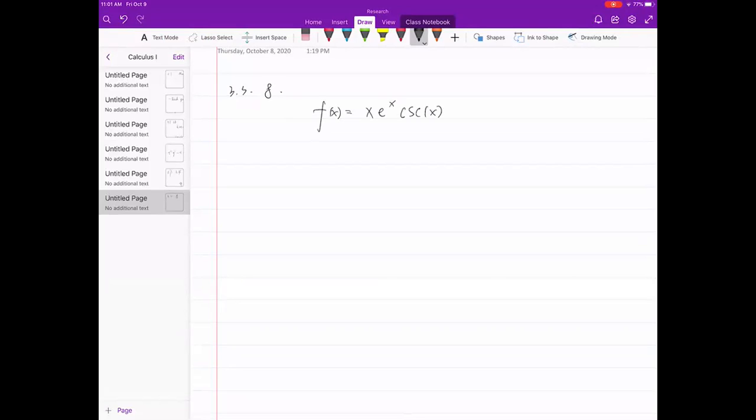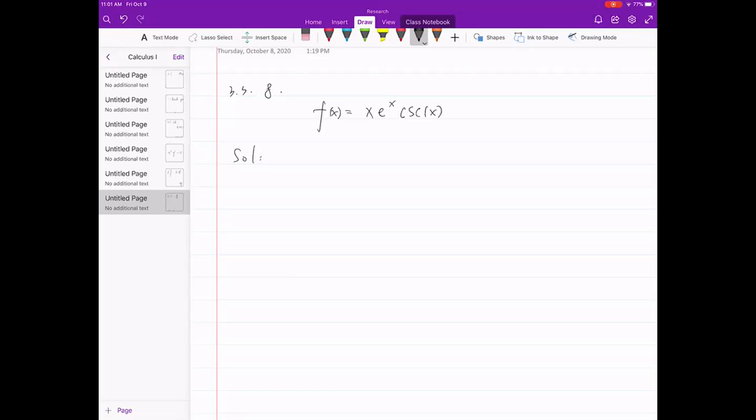Okay. Now you know, doing the rule is not hard. Memorizing the formula is not hard. The harder part is recognizing what you're dealing with. So before we even do it, let's plan ahead. What do you have here? How many functions do you have? You have 3. x, e to the x, cosecant x.